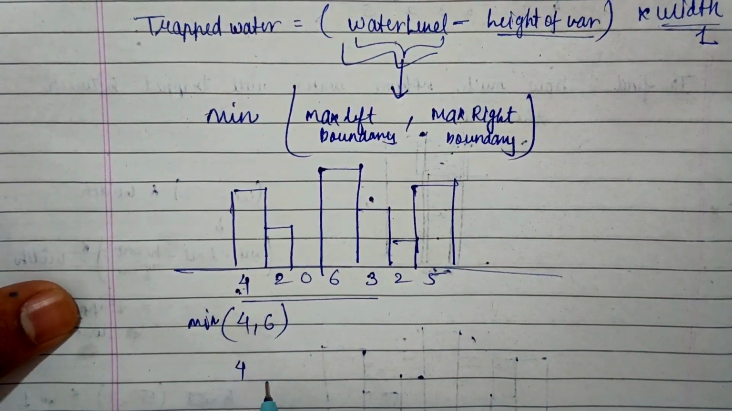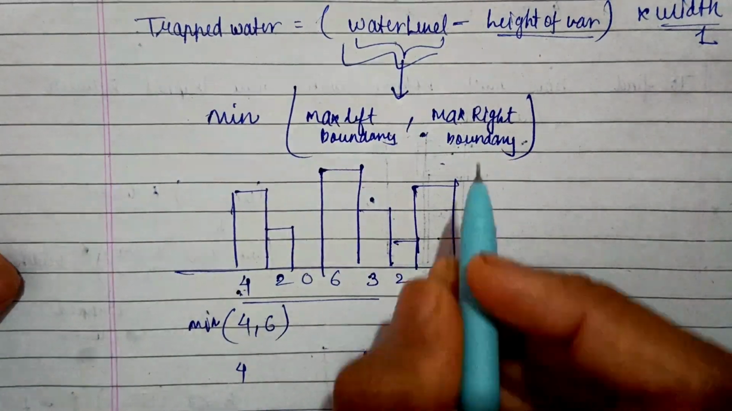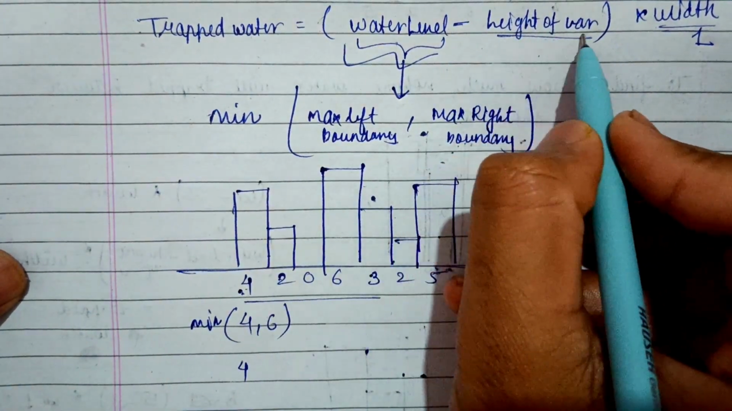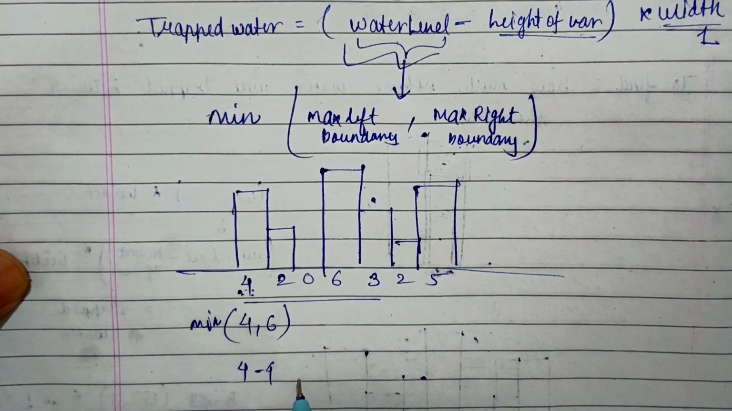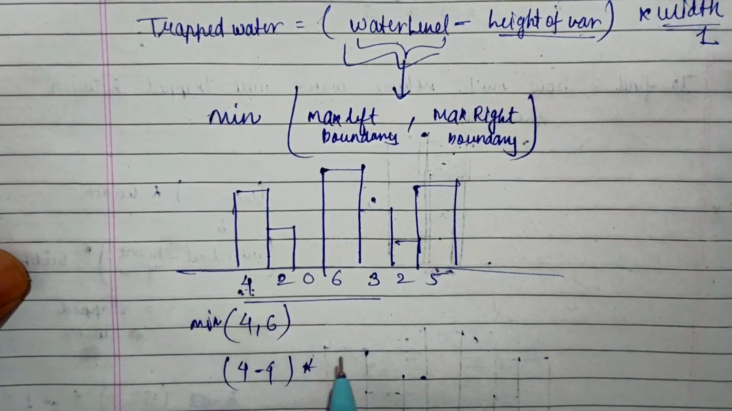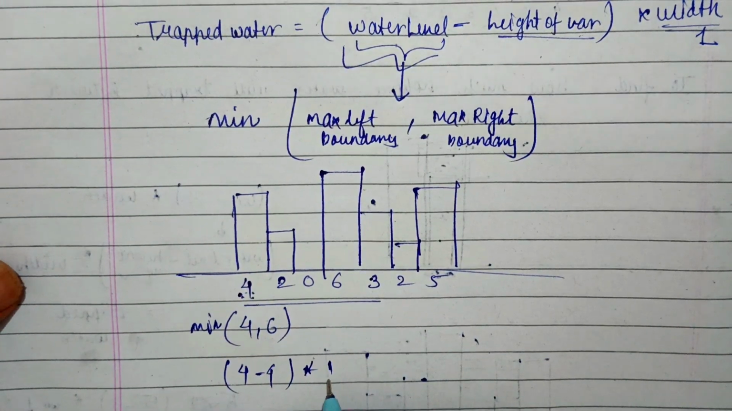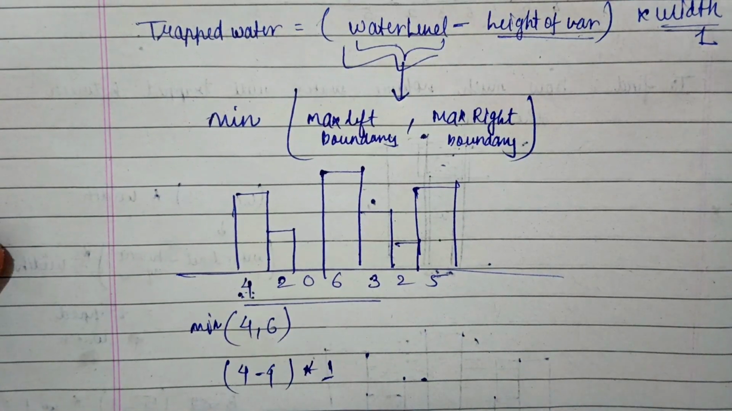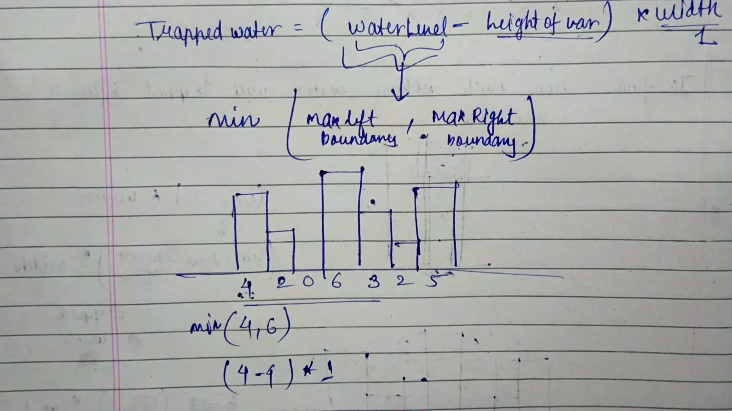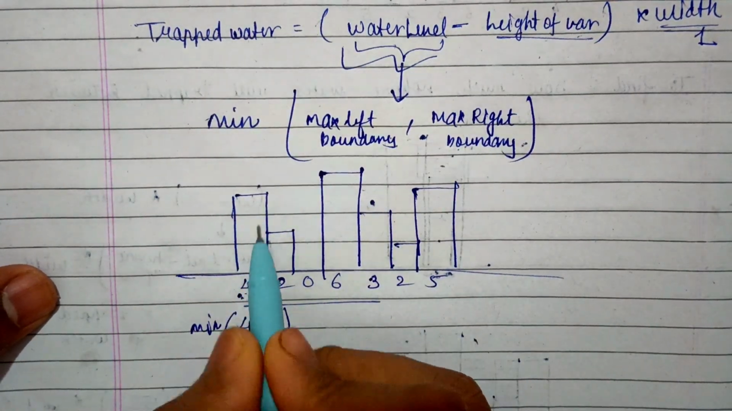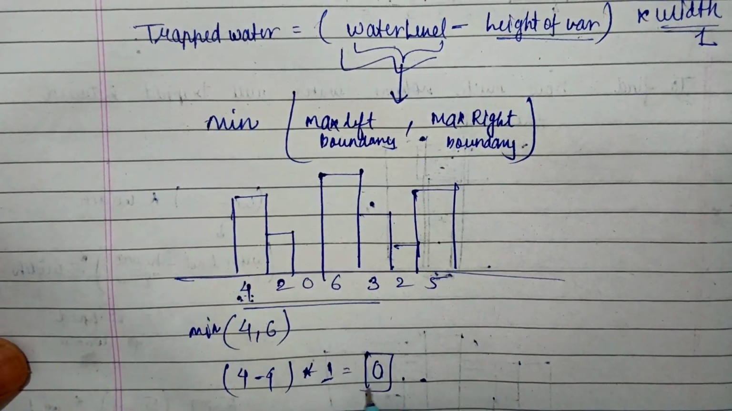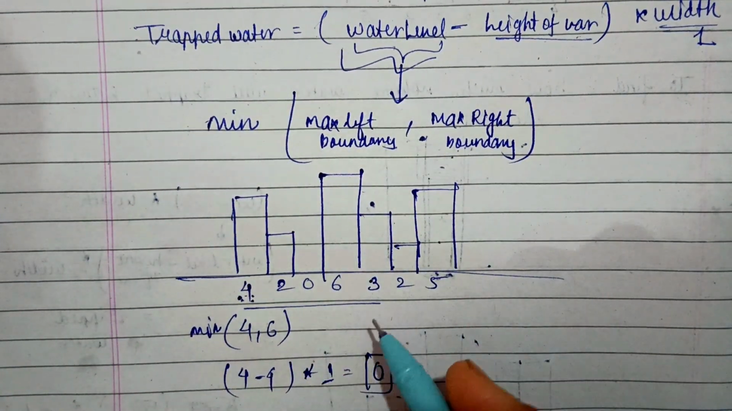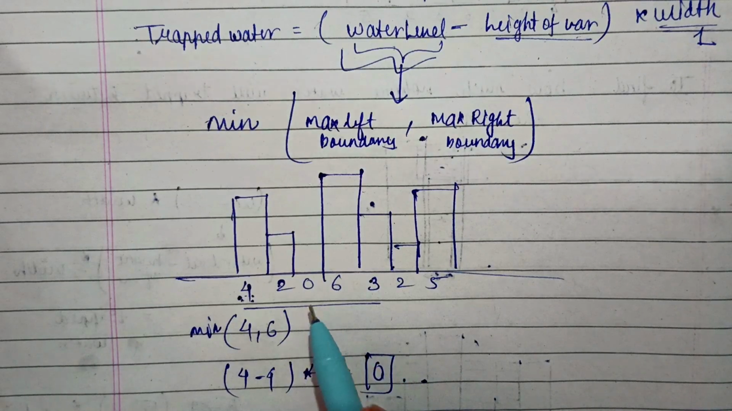And here in this formula we can see the height of the bar. The height of the bar is also 4, and into width, the width is 1, so we can ignore it, but in the formula we have written that. And the trapped water on this bar will be 0. Like this way we can calculate each of the bars' trapped water.